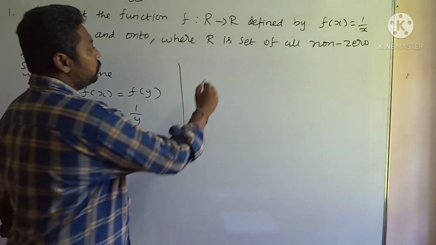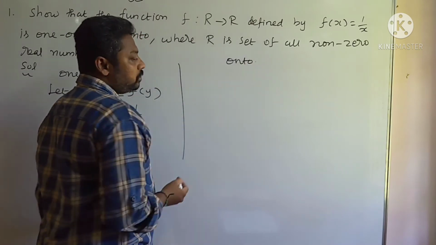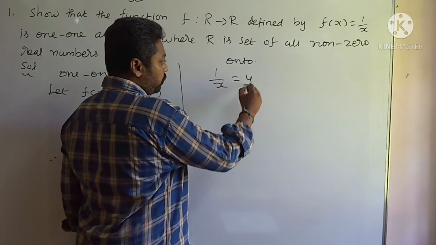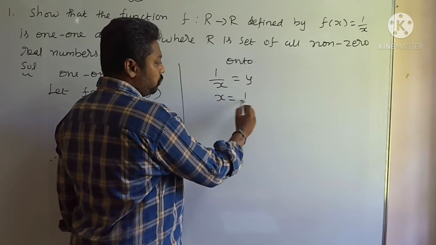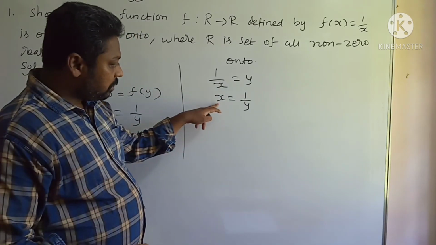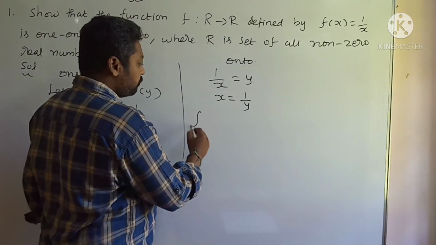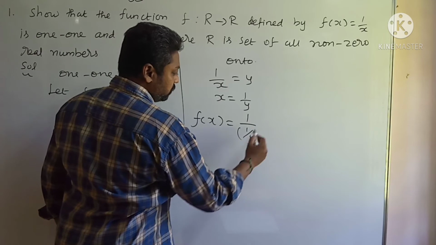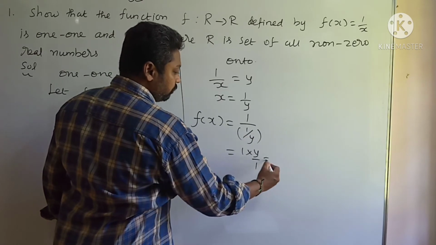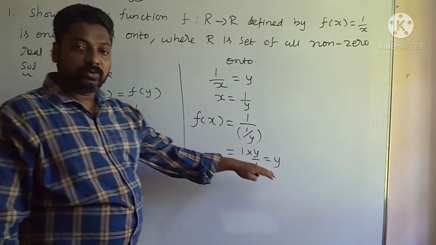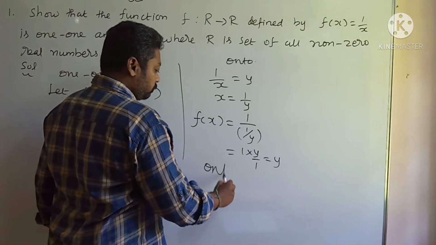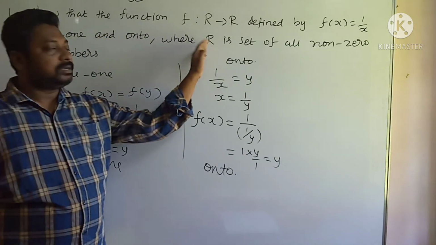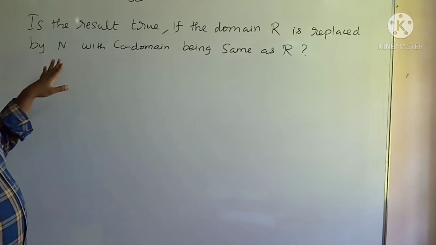So let's check for onto. First we substitute the given function as y. So 1 by x is y. From this, x equal to 1 by y. Now let us substitute the value of x in the given function. The given function becomes 1 by, what is the value of x, 1 by y. So 1 by 1 by y is y. So we got f of x equal to y. So this is onto. So the given function is both one-to-one and onto in the set of real numbers. One more additional question has been given.